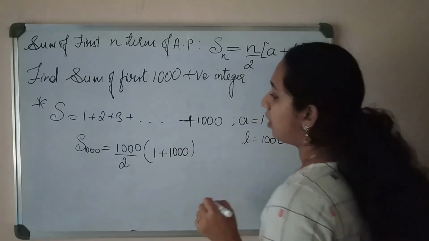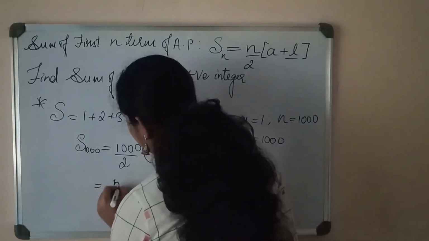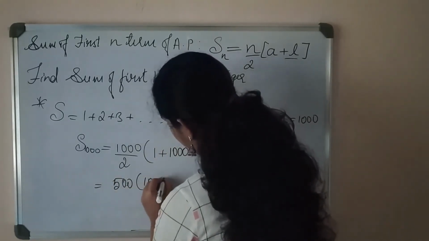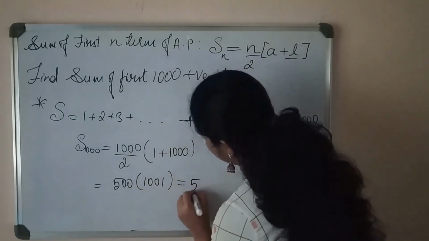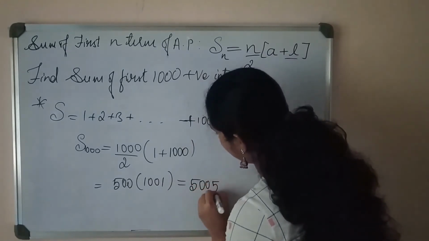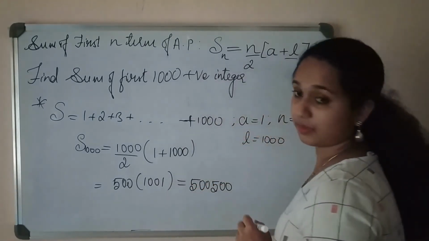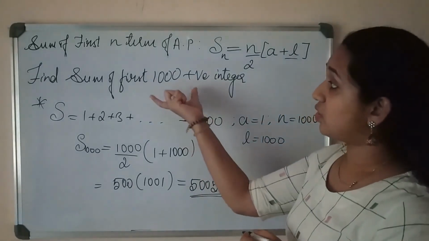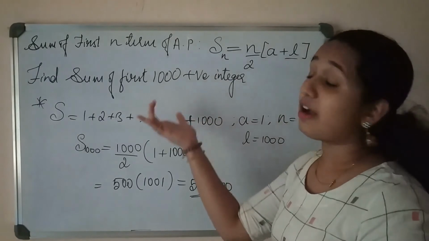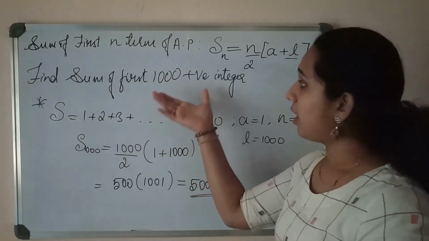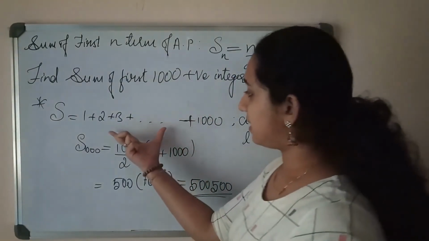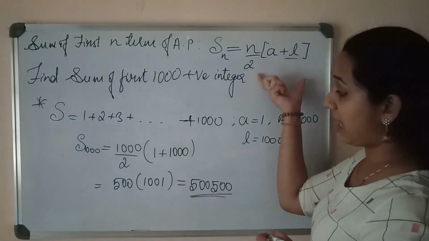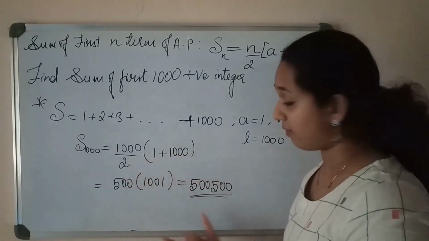So what answer do I get? 500 into 1001, which is nothing but 5 lakhs 500. Okay, so it's a very huge number, right? Now for which one have we found this? We have found it for the first 1000 positive integers, by considering the series and finding the required data for the expression we have. Then we substituted everything and got the answer.